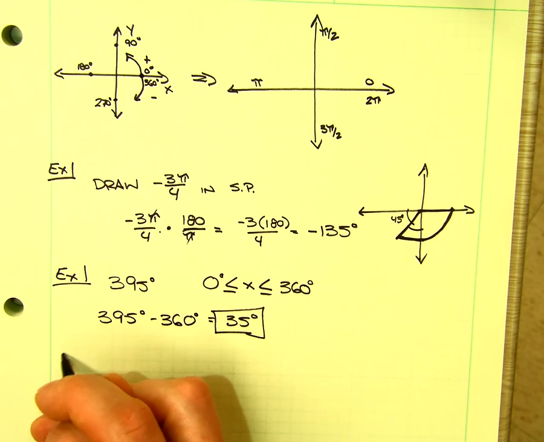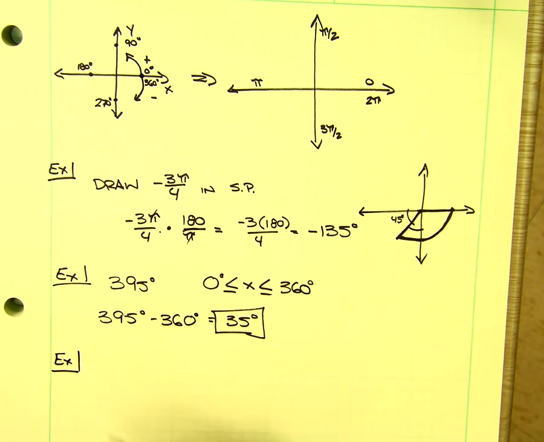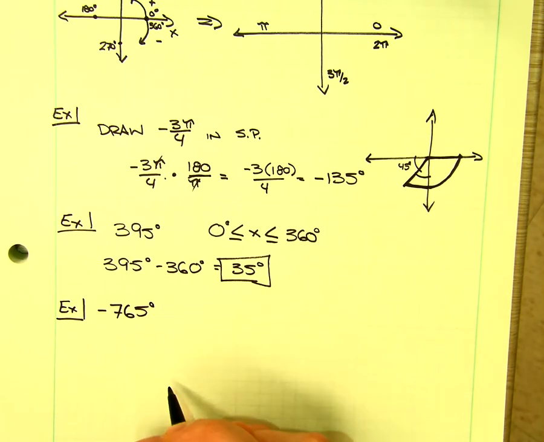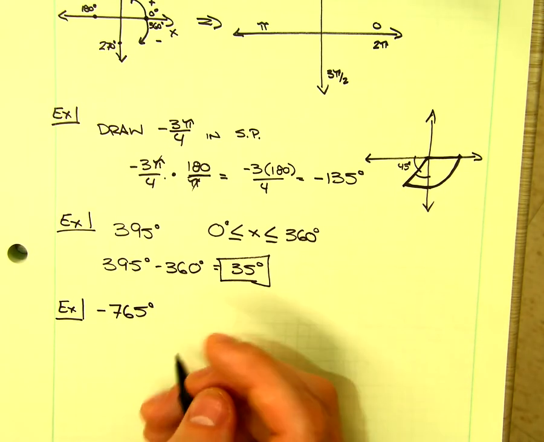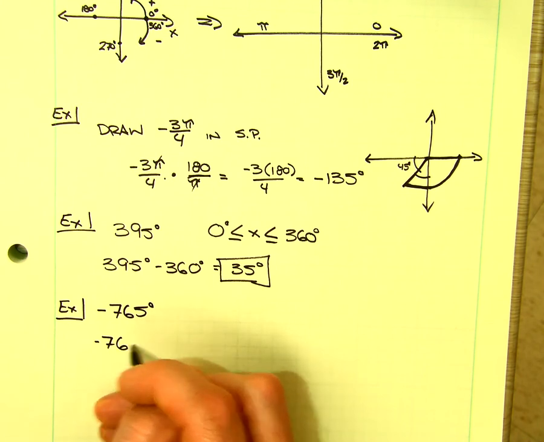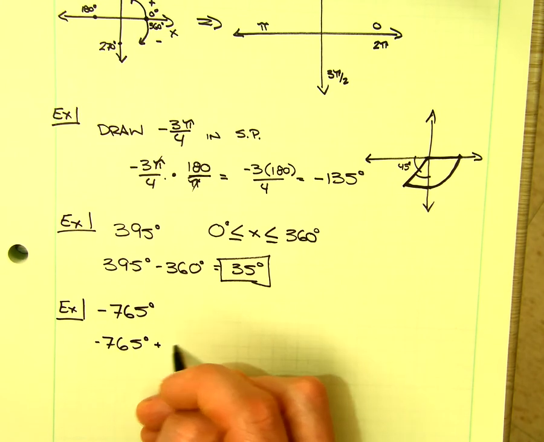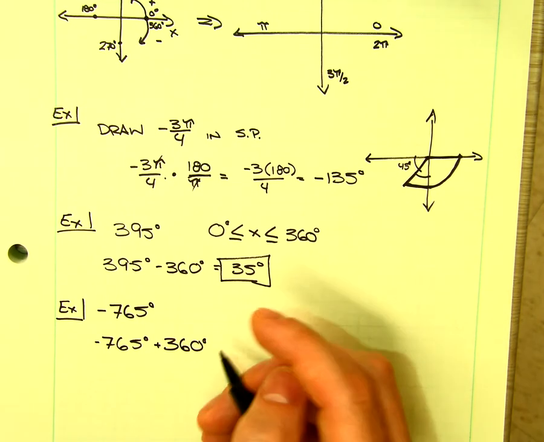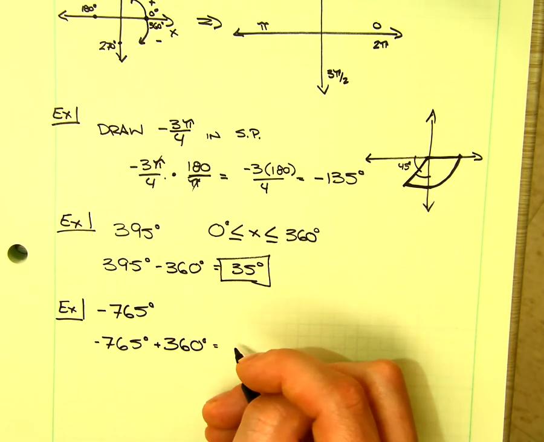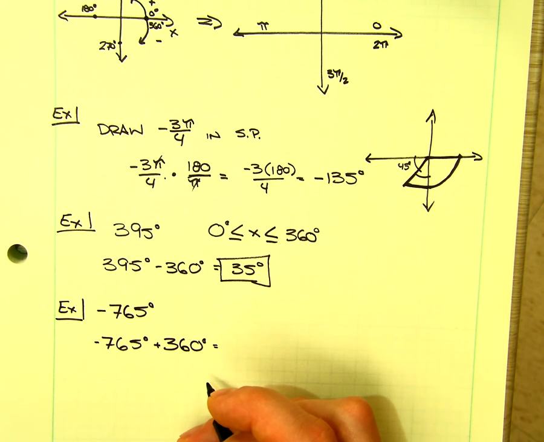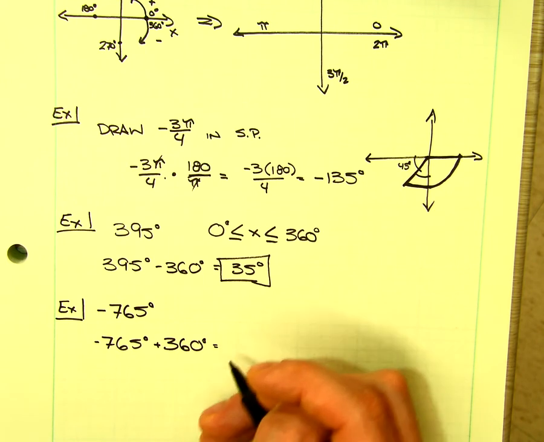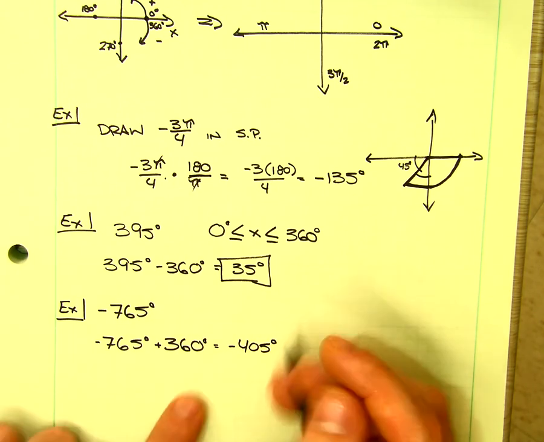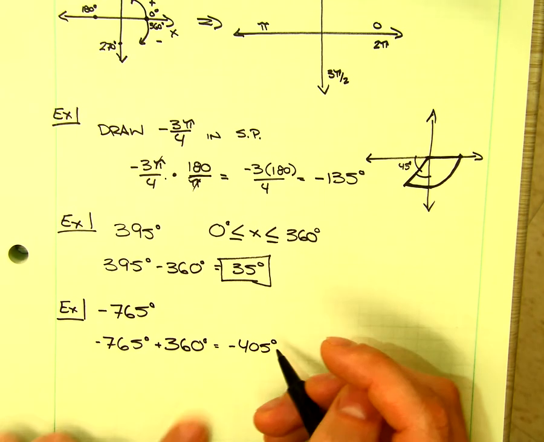Okay, another example. Say I had negative 765 degrees, and I want, same thing, between 0 and 360. So the first thing I need to do is, with negative 765 degrees, start adding 360 degrees, right? Start adding revolutions here. And if I add 360 degrees to negative 765, what I'm going to get is negative 405 degrees. I'm still not in this ballpark, so I've got to try it again.